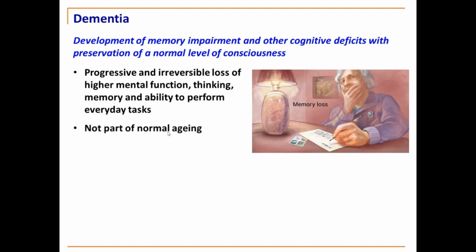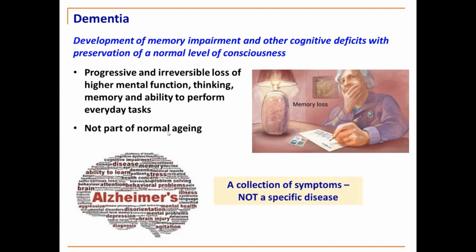It's not a normal part of aging, and it's important to understand that. And it's a collection of symptoms, not a specific disease. So dementia is all of these symptoms locked in together, if you like. And that's when you have some of those symptoms and they meet the various criteria, then you will have, or your family or whoever it might be, your patients will have dementia.